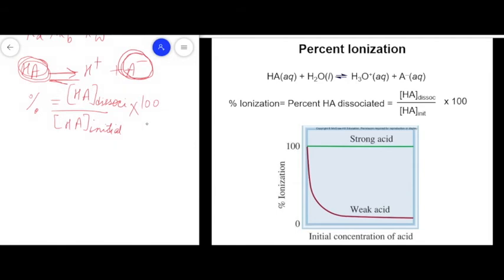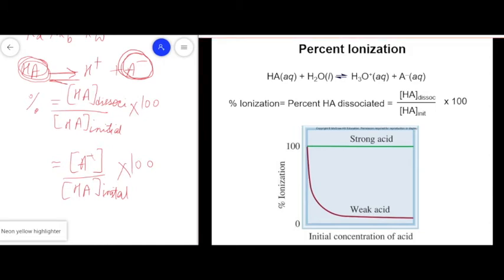So how much is the amount that has dissociated? If I know the concentration of A minus, then that would be my amount of acid that has dissociated. If I know the initial concentration of HA, that's my initial, times 100. So this would give me the percent ionization of a given acid. For a weak acid, this percent ionization is going to be smaller. For a strong acid, since all of it gets dissociated, the percent ionization is going to be 100%, and that's why for a strong acid it's always 100%. For a weak acid, it's low. Okay, perfect. So if we know these concepts, now let's try some questions.